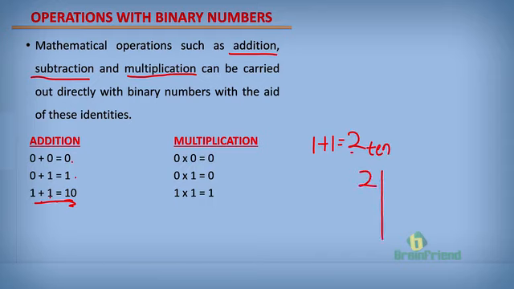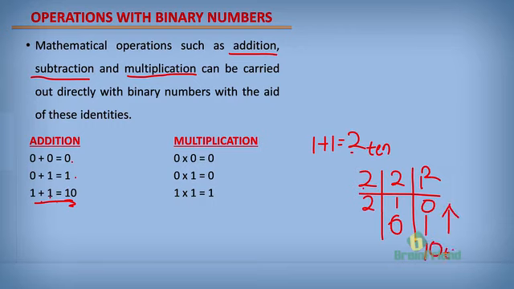So we have 2 divided by 2, and this is a remainder column. 2 divided by 2 is 1, remainder 0. 1 divided by 2 is 0, remainder 1. From the bottom to the top, we have 10₂. So we can see that 2₁₀ is actually equal to 10₂, right? That is why 1 plus 1 as an addition identity in the binary form is equal to 10. Now for multiplication, 0 times 0 is 0, 0 times 1 is 0, and 1 times 1 is 1.